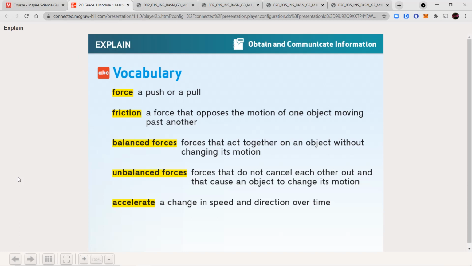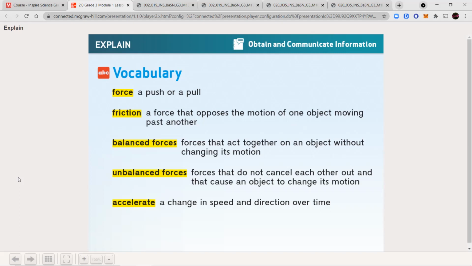Friction is a force that opposes the motion of one object moving past another. So it's a force that goes in the opposite direction of where something is going. It's something that slows it down or makes it stop. So think about when you're rubbing your hand across a carpet. You feel that friction. You feel like the carpet is pushing in the opposite direction, making it hard for you to slide your hand across.